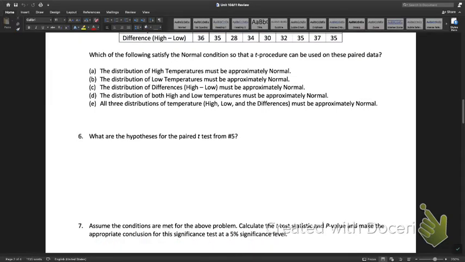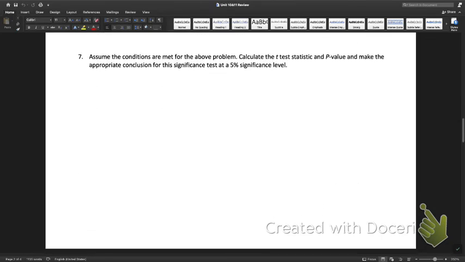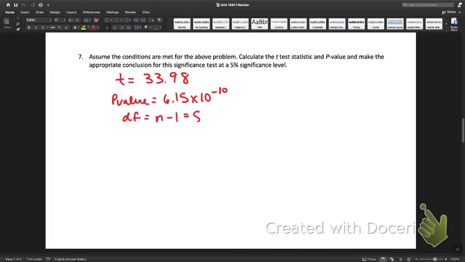All right, I'm going to scroll up here so I can write down the answer. So again, you did stat test 2, and you did calculate, and here's what you should have gotten. Your t-test statistic is very large. Your p-value is 6.15 times 10 to the negative 10th. That is a super, super small p-value. Your degrees of freedom, remember that's n minus 1, so that would be 8 because there's 9 data values.